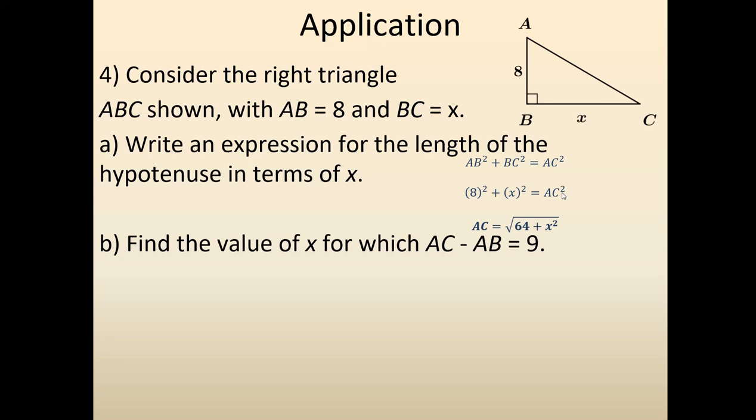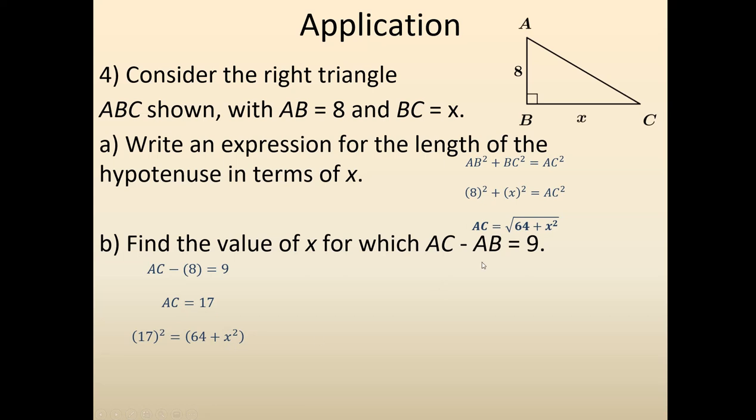All right, so from here, what they want us to do is figure out what the value of x is when AC minus AB equals 9. So what they want us to do is use this to figure out what AC is. So I know that AC minus AB equals 9, but I also know that AB equals 8. So that means I can plug 8 into AB to get AC minus 8 equals 9. Solving this, I find that AC, according to this, is 17. Plugging 17 back into that original equation, I get 17 squared equals 64 plus x squared.